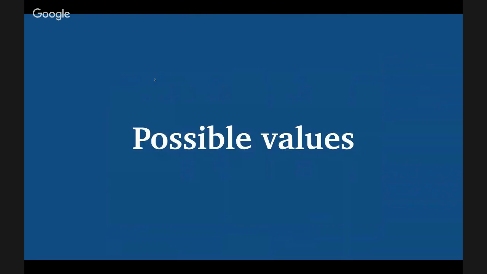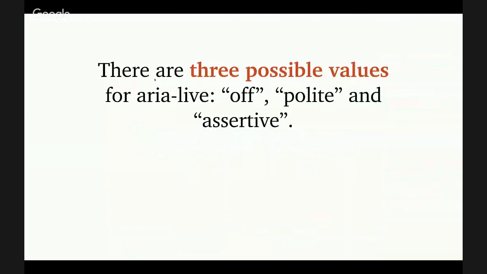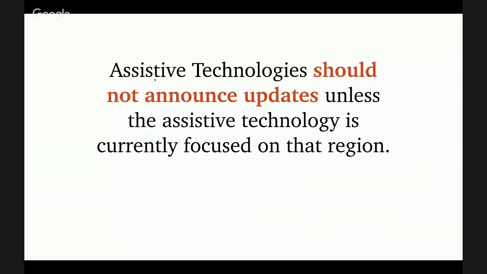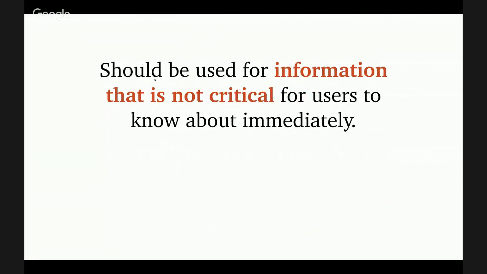But the big question is, what are the possible values? And the 3 possible values we can use are off, polite, and assertive. The first one is ARIA Live equals off. And assistive technologies should not announce updates unless the assistive technology is currently focused on that region. So a lot of people make this mistake that off means it won't register. It registers, but it just doesn't inform the screen reader unless they're sitting on that element or they pass back across that element. Now this is great for information that's not critical, things that they don't need to know immediately.